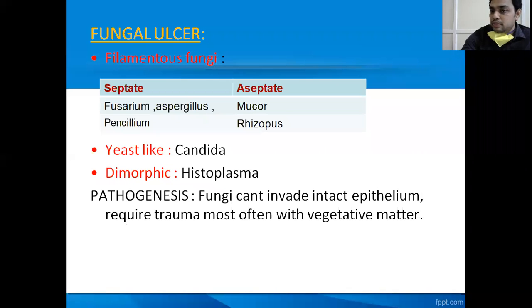But in some bacteria, the 5 bacteria, without any trauma or any defect in the epithelium, they can cause corneal ulcer. Whereas in fungi, trauma with vegetative matter is definitely important. This you have to remember. In fungi, there should be trauma with vegetative matter. So if there is intact epithelium, the fungi can't enter the cornea. So definitely there should be some defect in the epithelium.